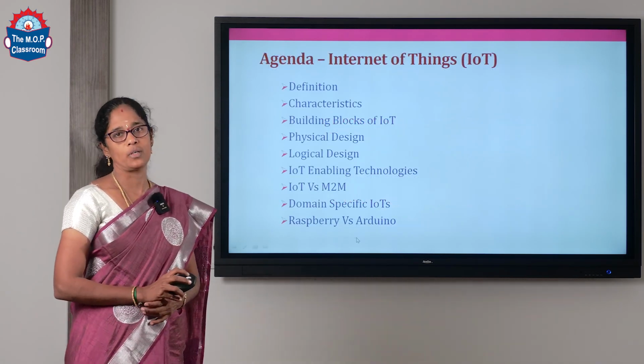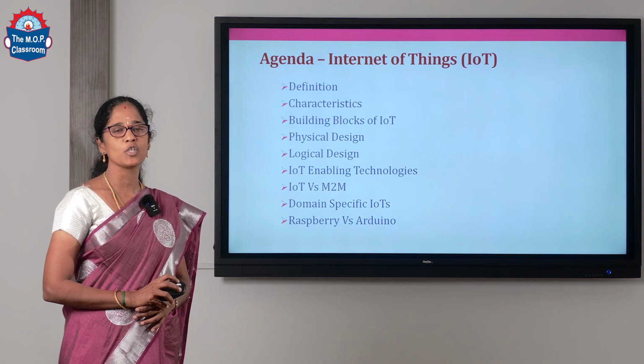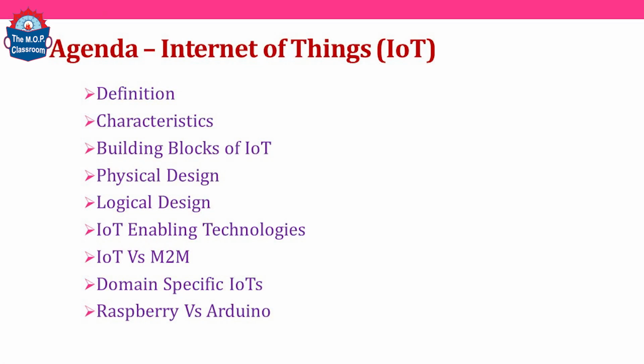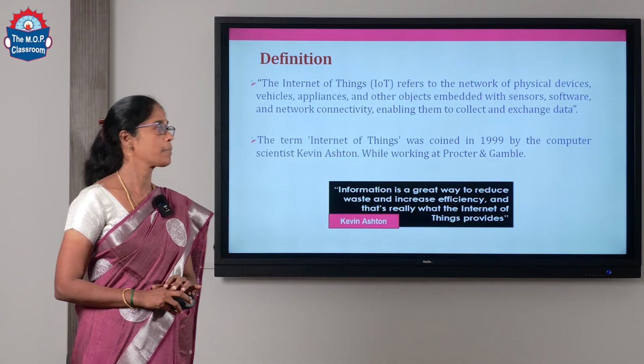So, the key areas we will focus on in Internet of Things are its definition, its characteristics, what are the blocks that make up IoT devices, its physical design, logical design, and how embedded or other technologies have been used in IoT, the difference between IoT and machine to machine, domain specific IoTs, and at last the tools that are used for Internet of Things.